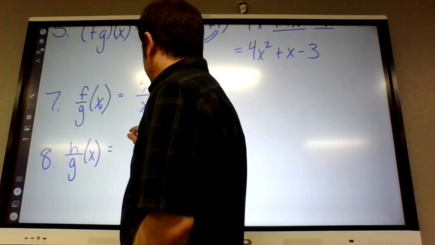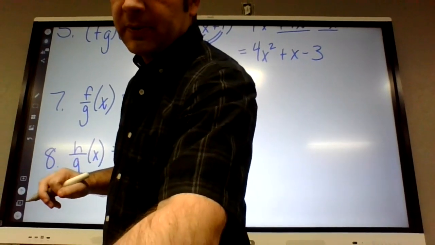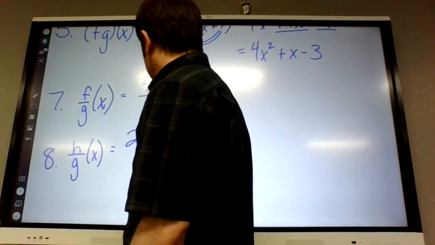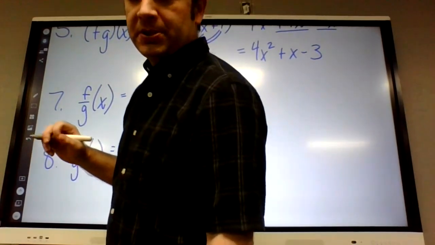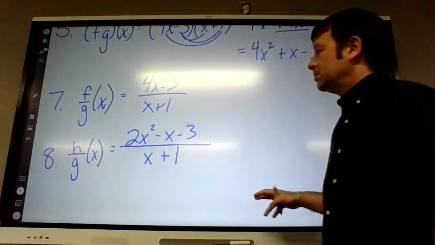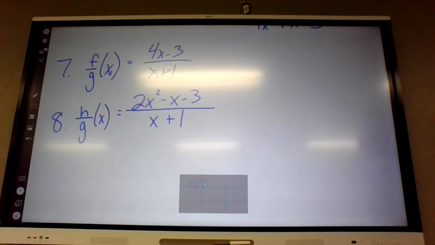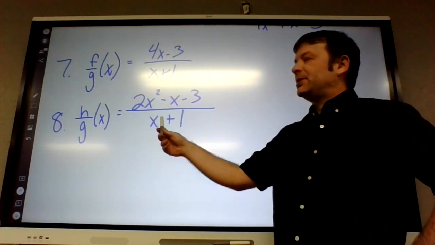Number 8, I do want to look at this one. Okay, h is the larger function. It's the 2x squared one. I'm getting these functions from the directions, if you guys haven't noticed. The g is x plus 1. Okay, does this divide? Yes, because you're doing an x squared function divided by an x function. That's going to work better.